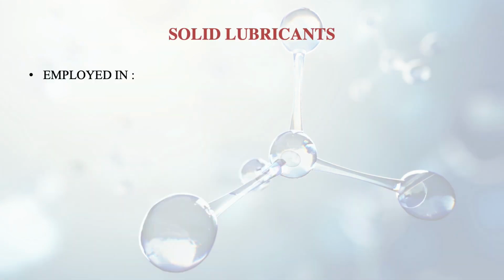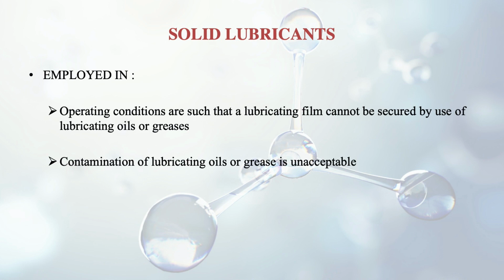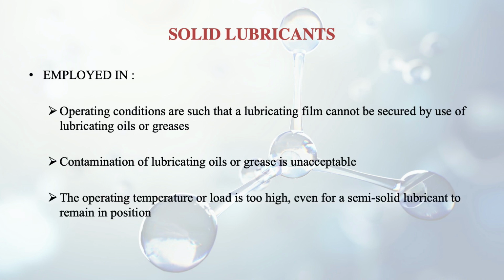So till now we have discussed the liquid type and the semi-solid type. So what are the solid lubricants now? They are employed in certain operating conditions where a lubricating film cannot be secured by use of lubricating oils or greases. So in such situations we use solid lubricants. Also in places where contamination of lubricating oils or grease is unacceptable. Then where the operating temperature or the load is too high even for a semi-solid lubricant to remain in position. So then we have to go for solid lubricants.